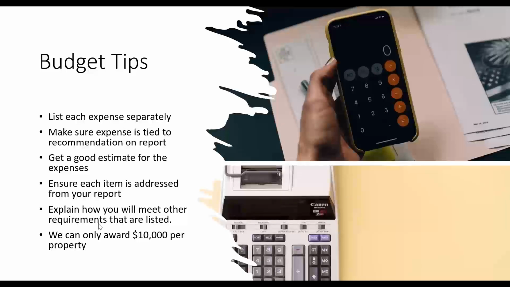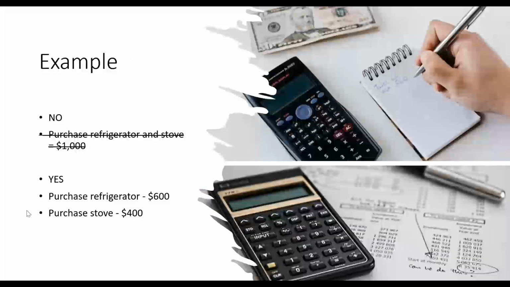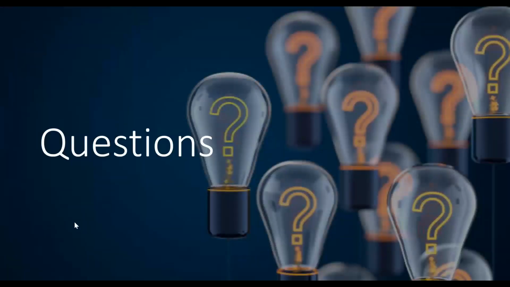And then again, we can only award $10,000 per property, so make sure your application is for $10,000 or less. If you submit an application for more than that, we'll have to reject it. Here's just an example of what I was talking about, putting things on different line items. Instead of purchase refrigerator and stove for $1,000, put purchase refrigerator $600, purchase stove $400. And again, I'm making these numbers up. That's an example of how you want each expense on a separate line item in your budget.